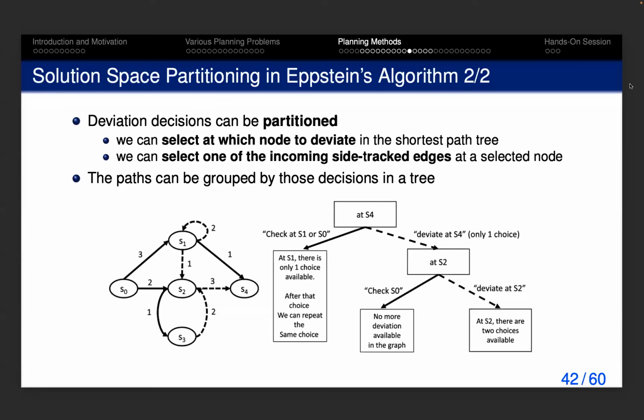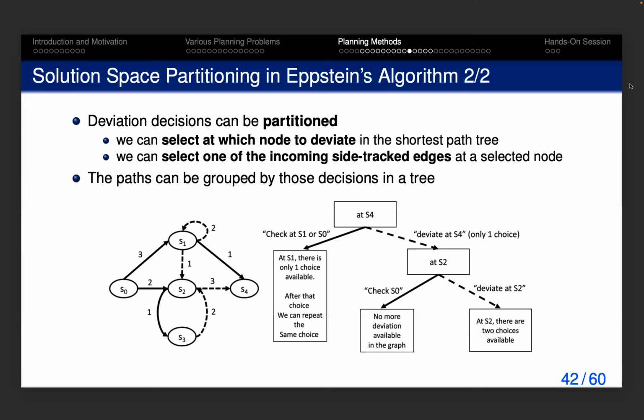So at the first moment, by looking at this graph, the only thing that you can think of is whether you can deviate at S4 or not. That doesn't mean that you must deviate at S4, because there are other possibilities like deviating at S1 and S0, which might give you a lower cost path in the end, right? So you have to check all those possibilities. So there are two possible cases in this particular example: you deviate here or not.